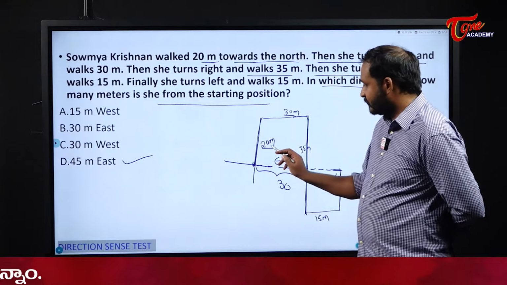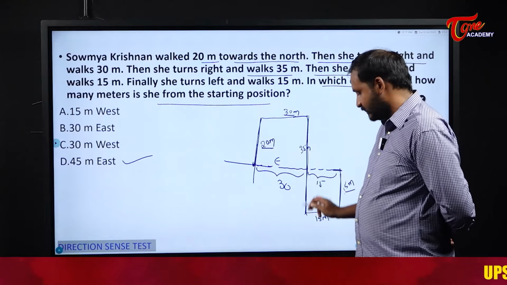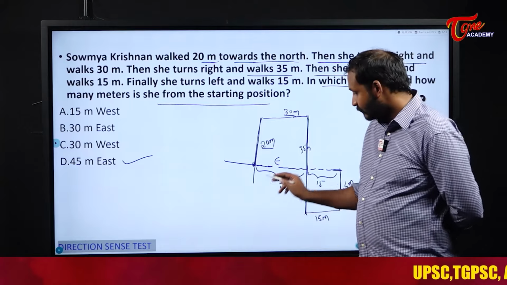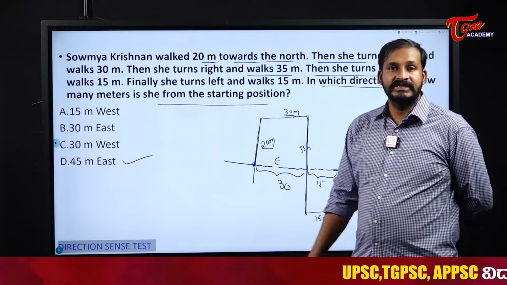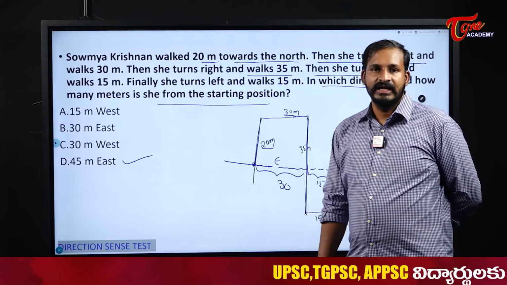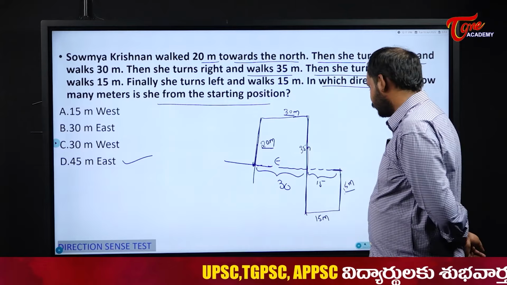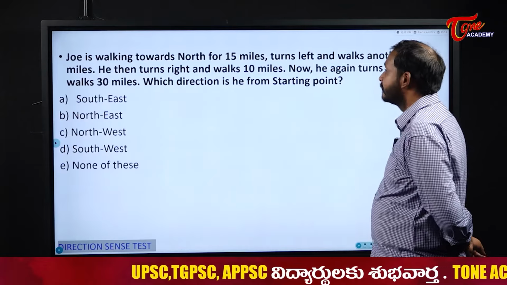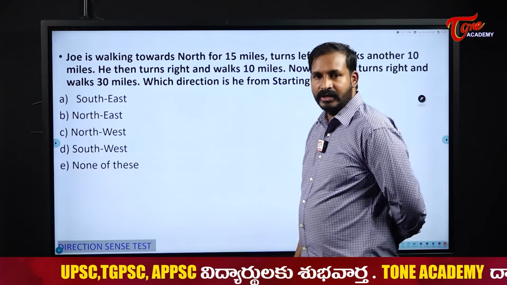So just please be careful, 20 and 15 and this one is 35. So effectively it will be a straight line path. Okay, understood? Right. Now solve the next one. Everyone pause the video and try to solve it.